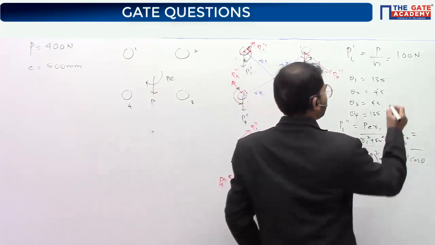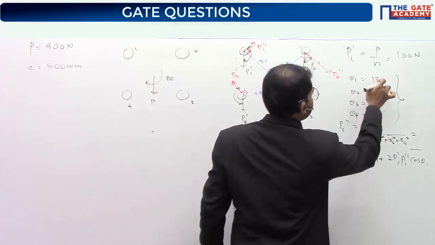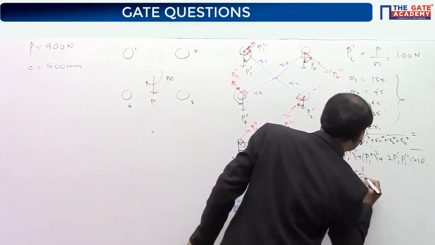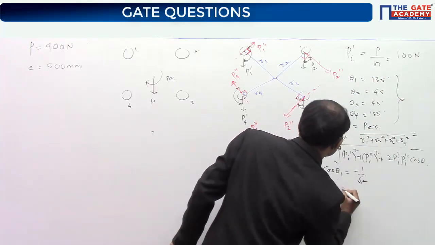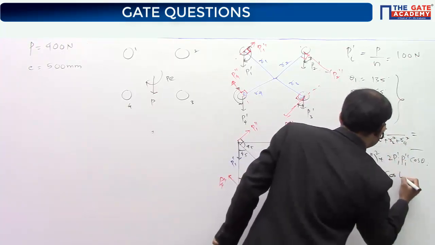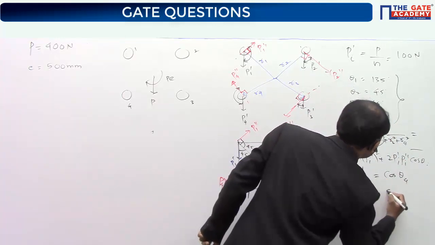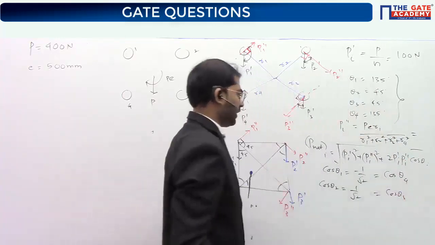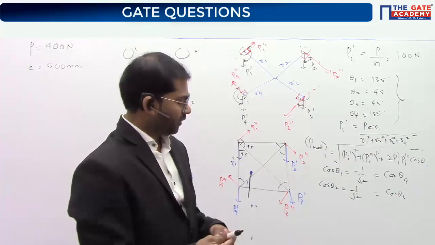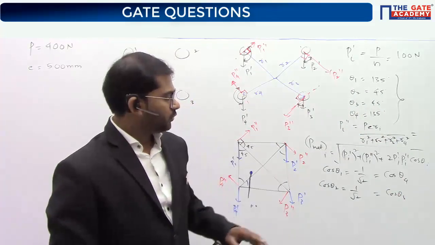So if you get the cos theta i values, cos theta 1 is cos of 135 degrees, which becomes minus 1 by root 2. Kindly check it. Cos theta 2 is equal to 1 by root 2. Again, cos theta 3 is also the same, and cos theta 4 is equal to cos theta 3. So you have these cos theta 1, cos theta 2, cos theta 3 and 4 values. Now you got these values here.